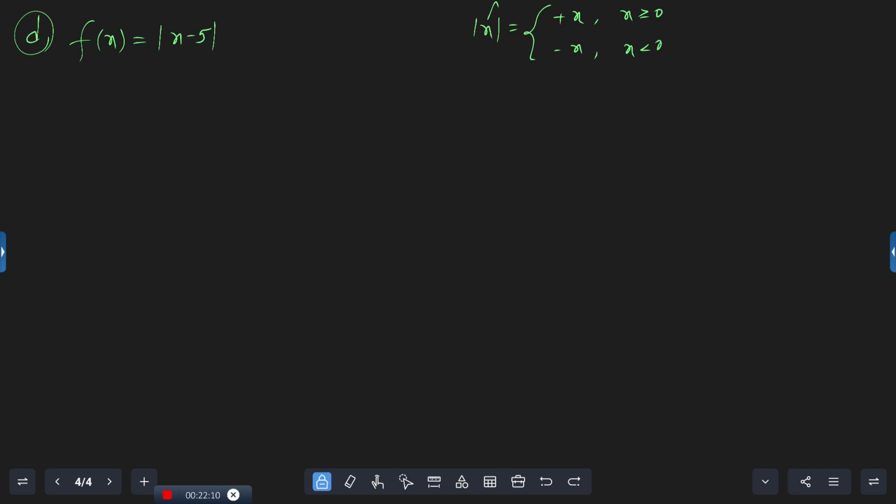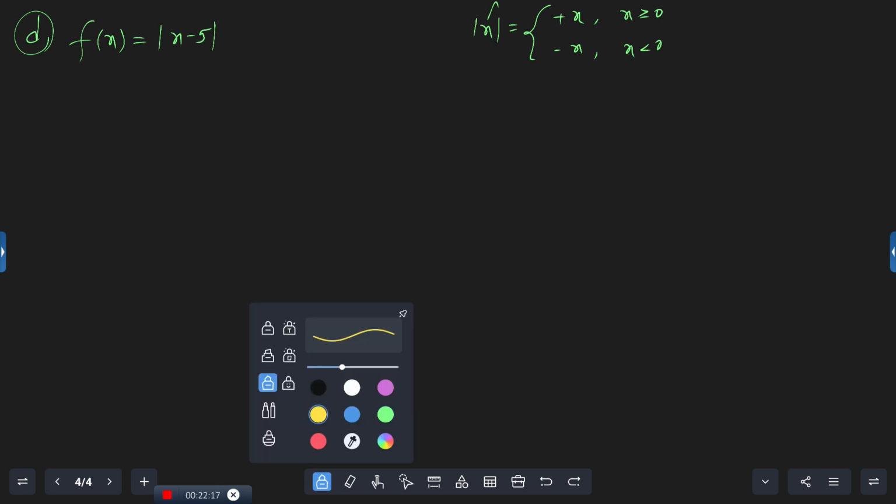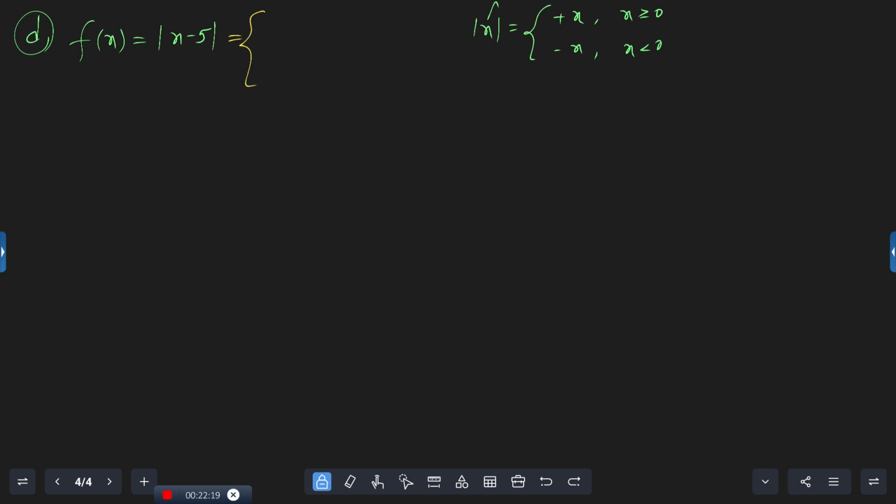Okay. But here inside the modulus, not like x, this is x minus 5. So this question also will be changing into what? Plus x minus 5 and minus x minus 5. When it is inside the modulus, what we have? x minus 5 greater than or equal to 0 and x minus 5 less than 0. This is the step you should learn here. When modulus is there, there is work. Okay, be careful.